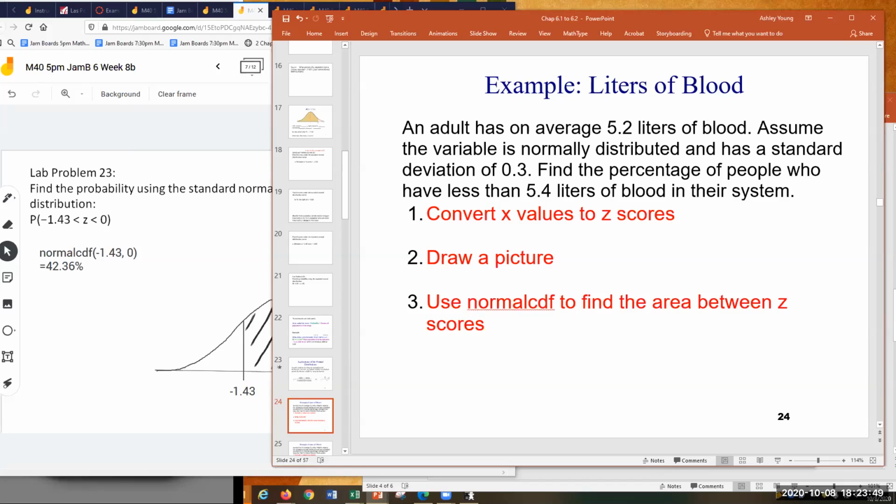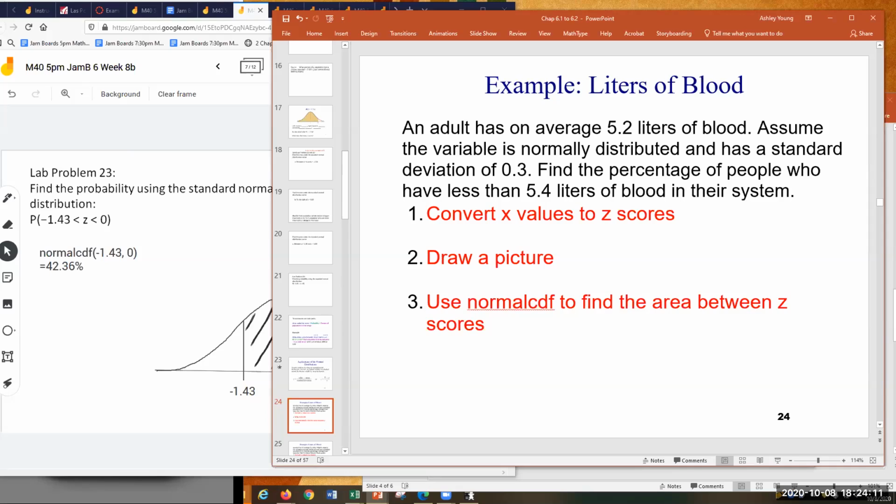Example, liters of blood. An adult has an average 5.2 liters of blood. Assume the variable is normally distributed and has a standard deviation of 0.3. Find the percentage of people who have less than 5.4 liters of blood in their system.